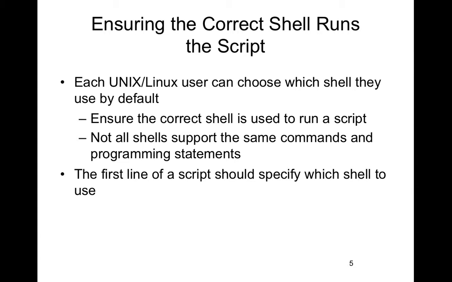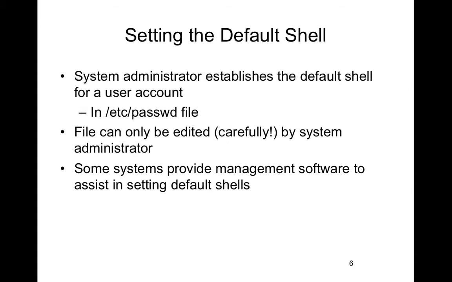So ensuring the correct shell runs the script. That's the interesting part at the beginning. You're going to put an indication at the top of the script, as the first line of the script, in terms of which shell you're going to have run. Each Linux user can choose which shell they want by default. Ensure the correct shell is going to be used to run a script. Not all shells support the same commands, so you'll want to make sure you pick the one you want.